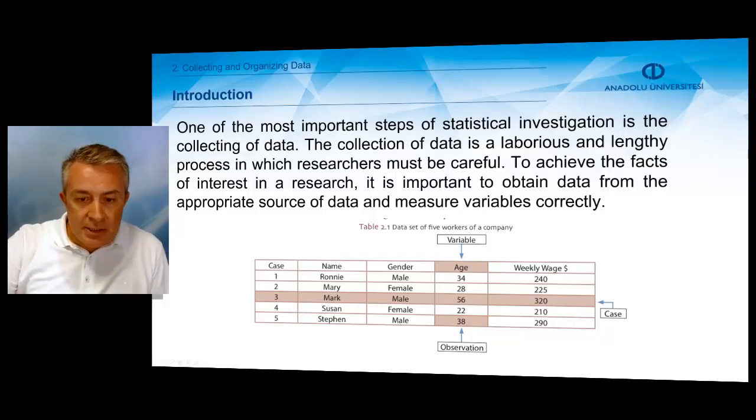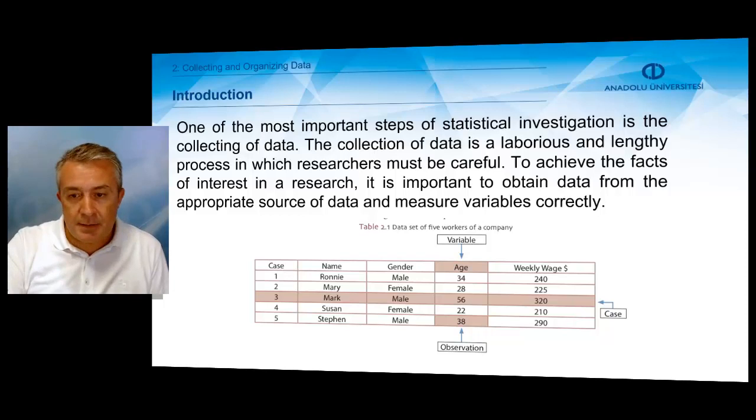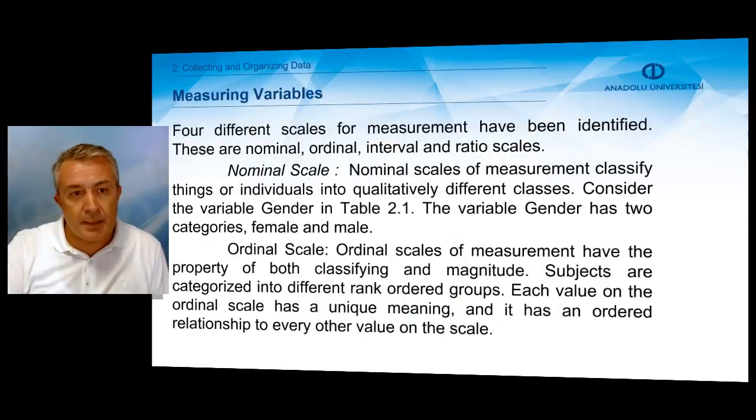And each data point is an observation. So we call this one an observation. It is the value of a case for a specific variable. So the fifth person in our data set is Stephen, and the variable is age. So we know that the age of Stephen is 38. So we have to identify these characteristics. We call these different characteristics of the data set the variables in our data.